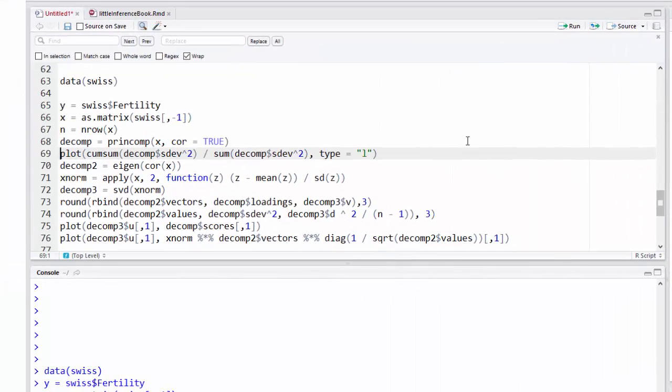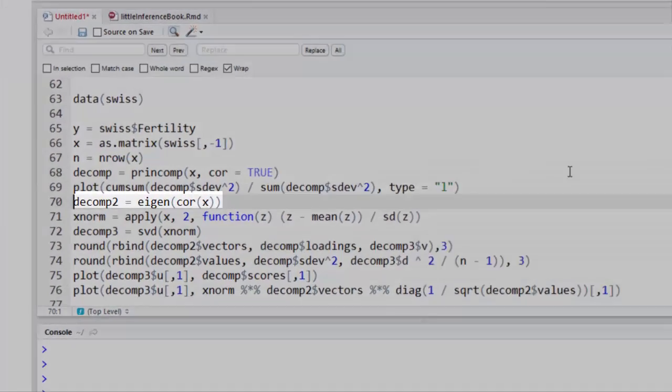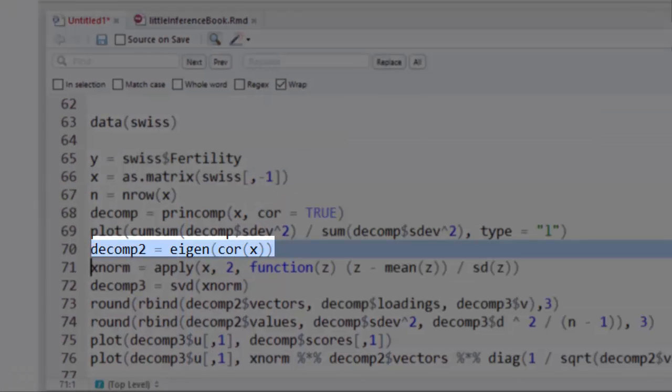So let me just show you. So remember that the principal components is the decomposition of the correlation matrix. In this case, it's either the correlation matrix or the covariance matrix. In this case, again, we did the correlation matrix just to get rid of the units of the variables. So we could do it directly by taking eigen of the correlation matrix. So cor of x here just calculates the correlation matrix of x, so a 5 by 5 matrix in this case. And eigen just calculates the eigenvalue decomposition of that.